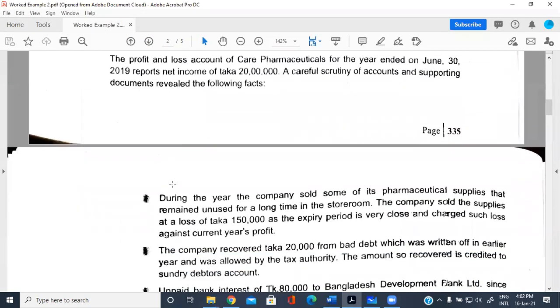Okay, now during the year, the company sold some of its pharmaceutical supplies that remained unused for a long time in the storeroom. The company sold the supplies at a loss of taka 150,000 as the expiry period is very close and charged such loss against current year's profit. Is it admissible? What do you think?